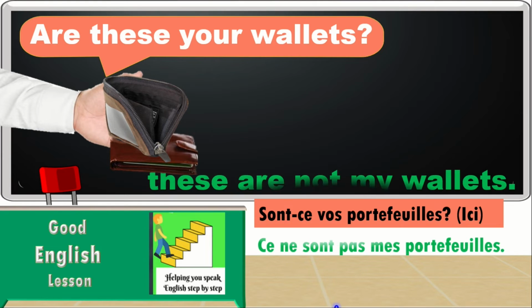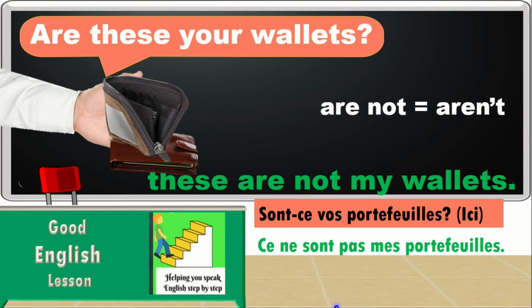If they are not your wallets, what do you say? These are not my wallets. Or you can use the contraction form of are not, which is aren't. Are not, aren't. These aren't my wallets.